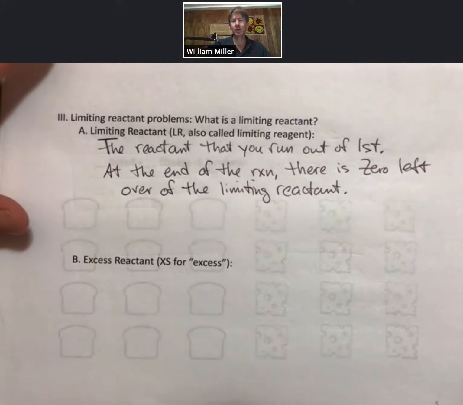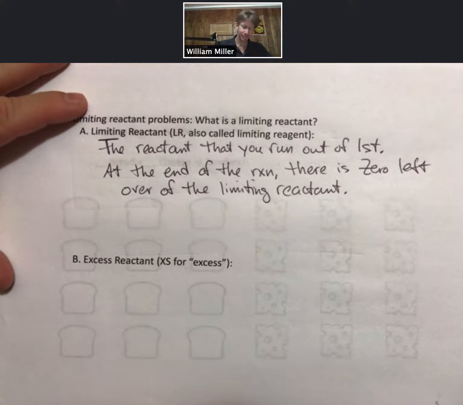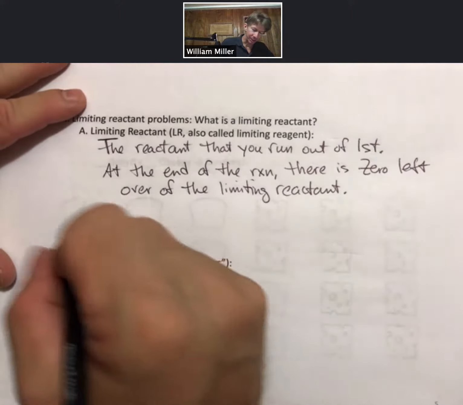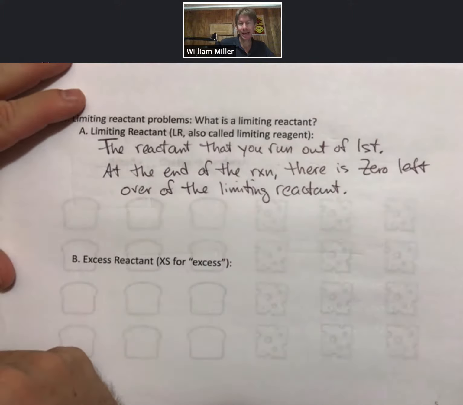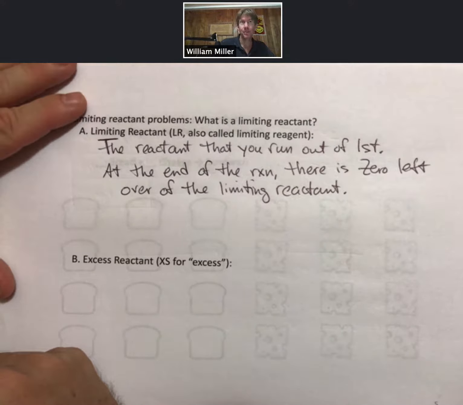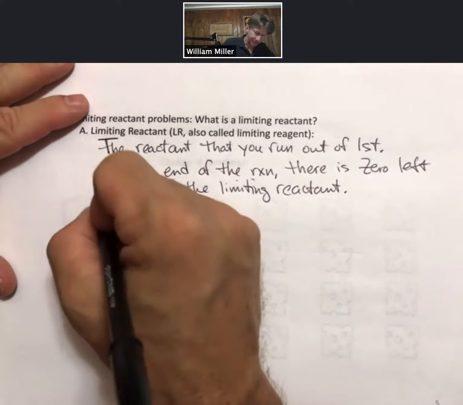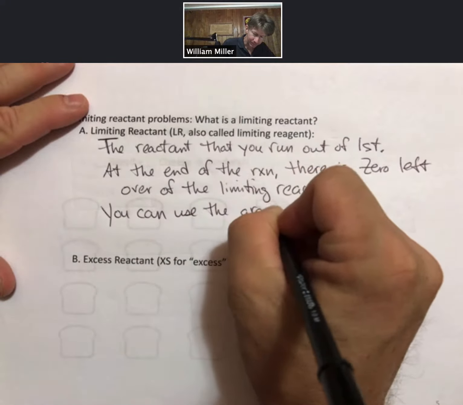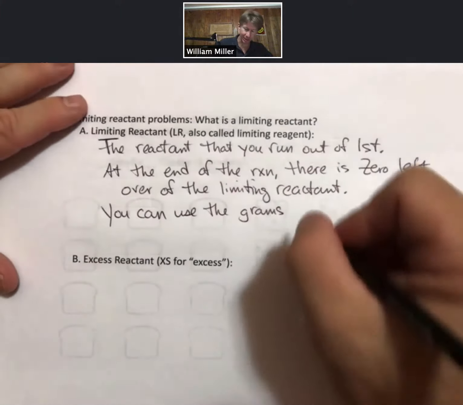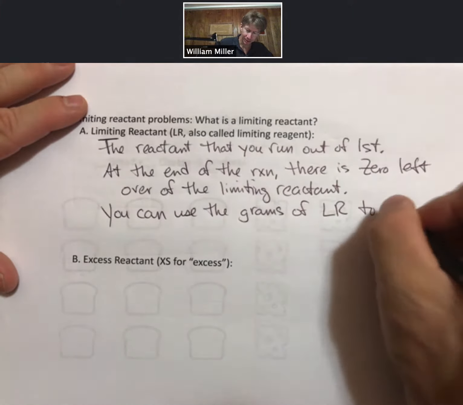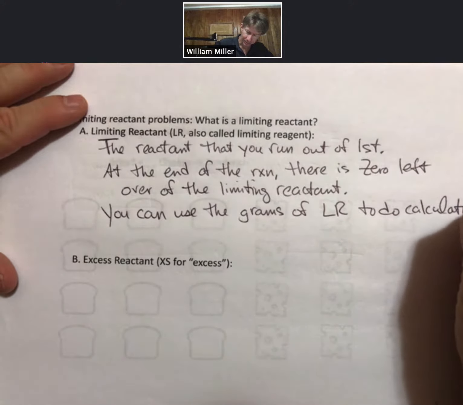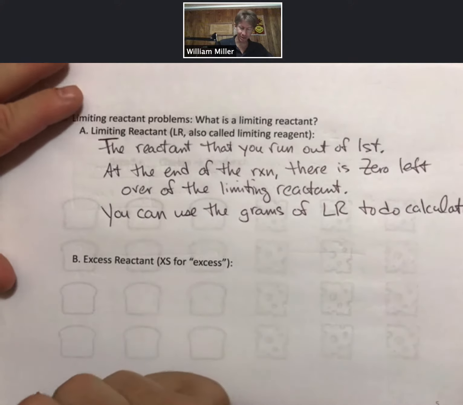And then something for your notes that is important, though it may not make sense yet, because we still have layers of the chemistry onion to get through. But the point I want to make here is you can use the grams of limiting reactant, and I'm just going to write out LR, to do calculations. Period. That one is actually a sentence.